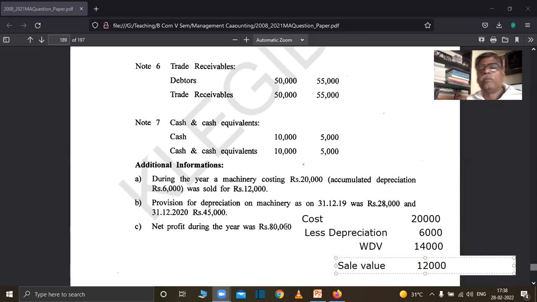Okay, so we prepare first the machinery account. Second, we prepare the depreciation provision account. Third, the share capital account. I will prepare these accounts and take the required information. After that, first I calculate cash from operating activity, cash from investing activity, cash from financing activity. Okay, these points I have to cover. You see the solution.